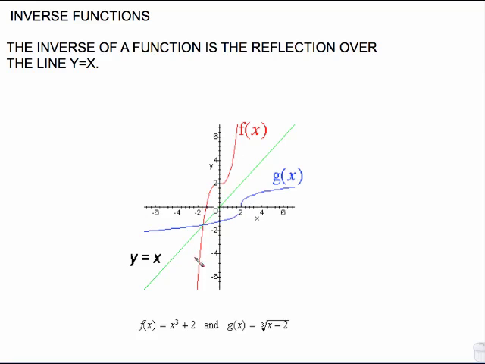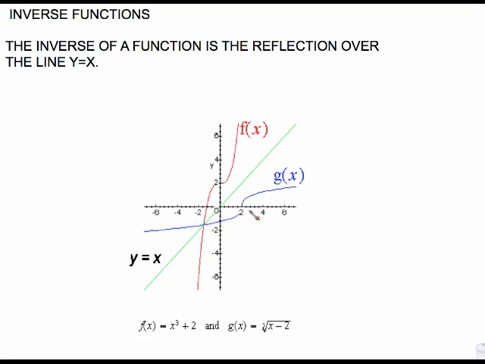Here's my original f of x, that's the red. The blue is my g of x. And the green line in the middle is my line y equals x. If we had a piece of paper and we folded this right on this green line, this red function would land exactly on the blue function. The reason this works as far as flipping over this line, this is a line y equals x.